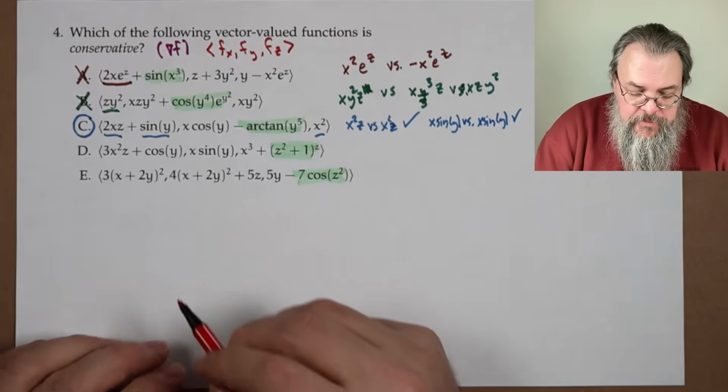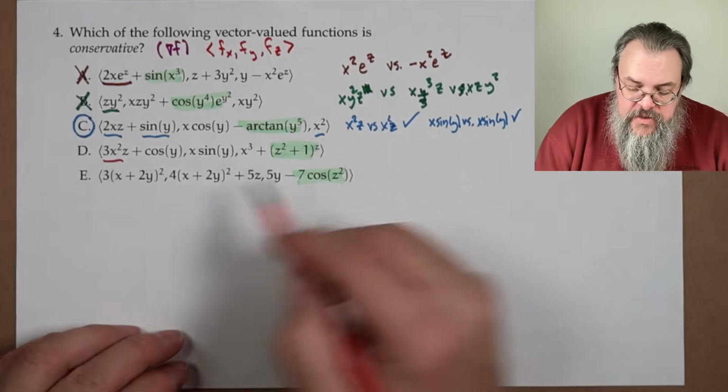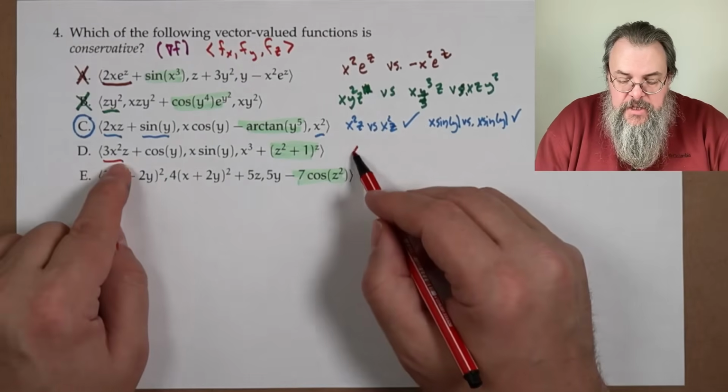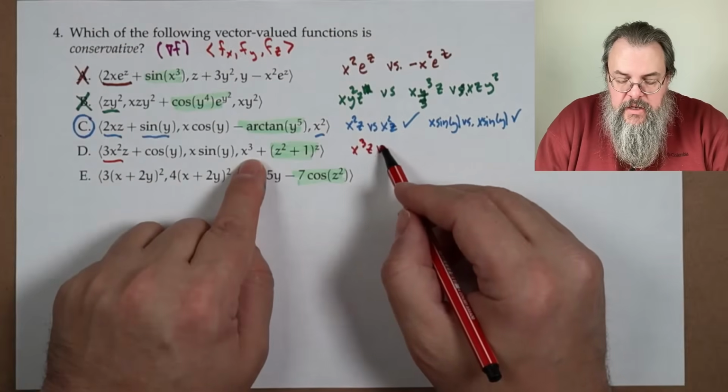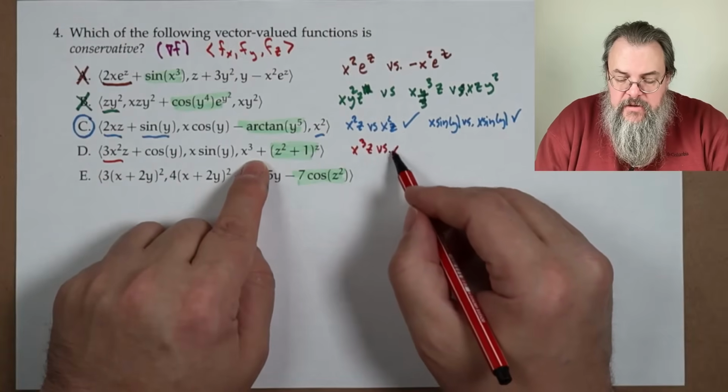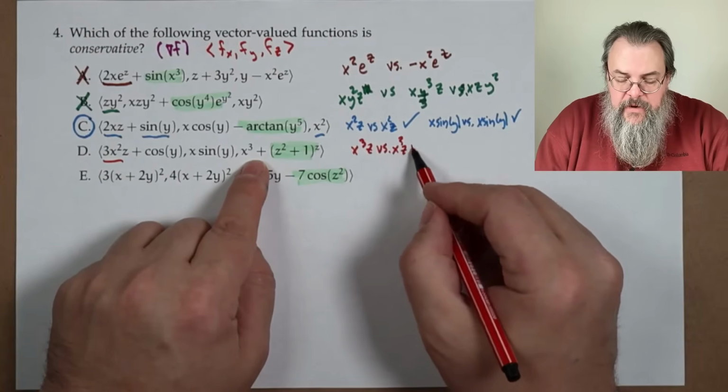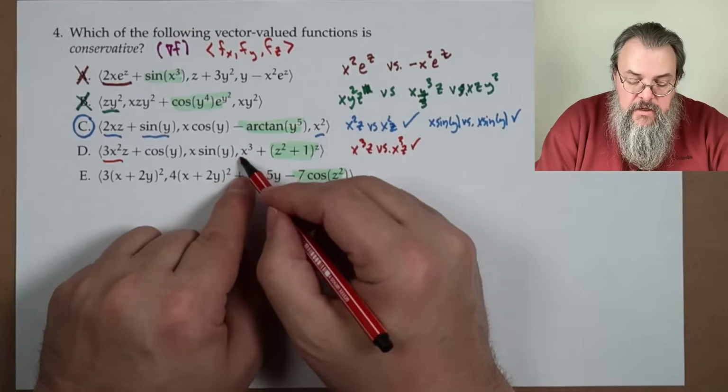What do we see here? Well, we see a 3x squared z. That would say, all right, we need to have an x cubed z. So we look over here in z, and what do we get? Well, we get an x cubed z. Okay, that's fine. So parts of it work out.